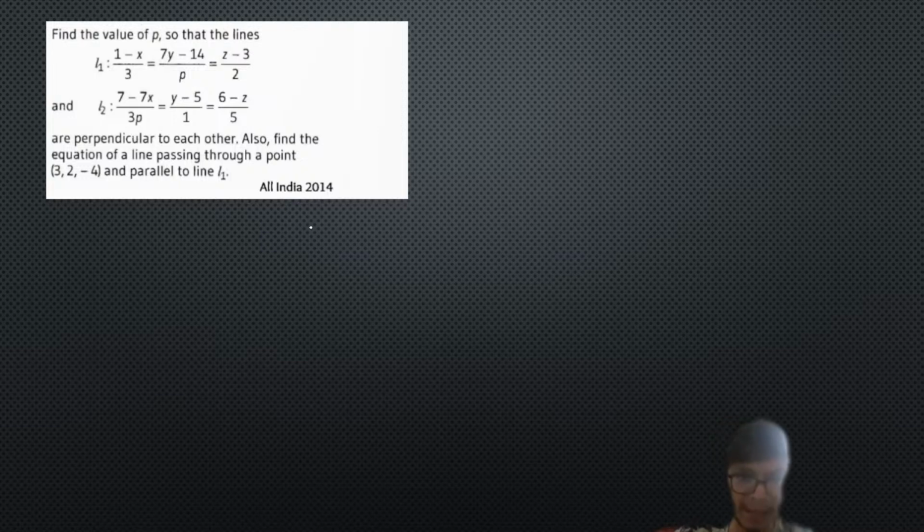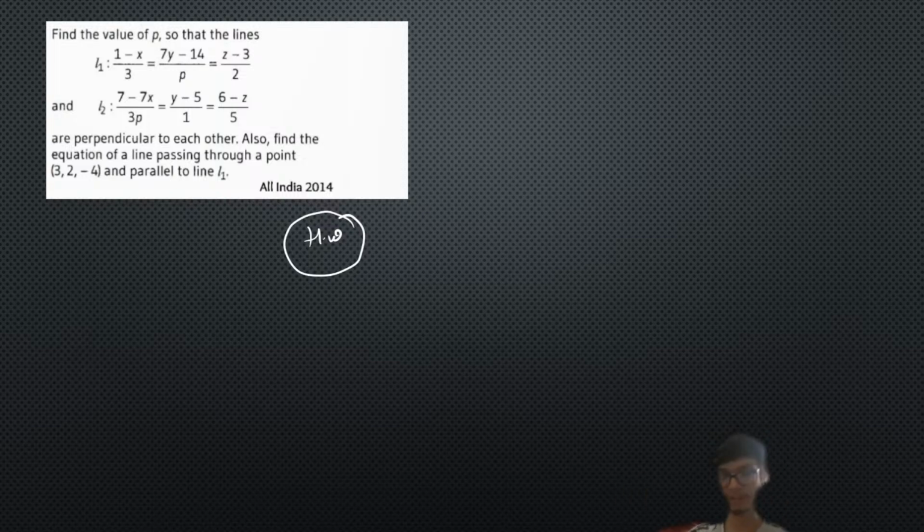And one more homework problem I have for all of you. It's just a simple problem where you have to find that a line is perpendicular to another line, and then you have to find a particular line which is passing through a point and parallel to a given line, right? So if it is parallel, you just need to equate the direction ratios to multiples of that particular direction ratio, right?